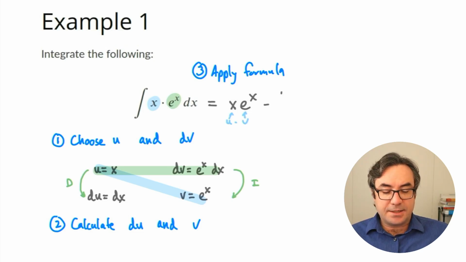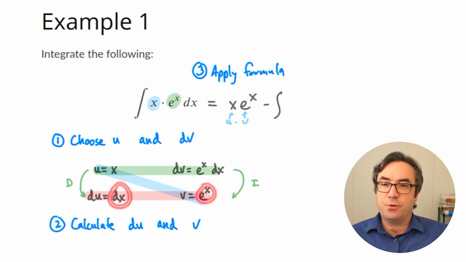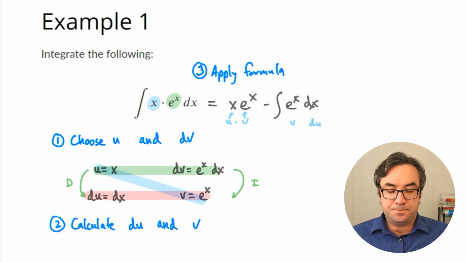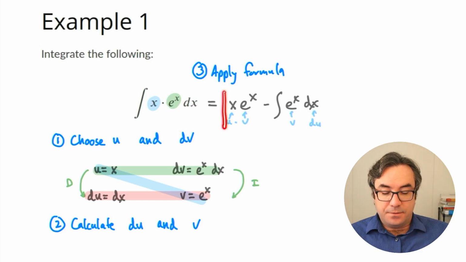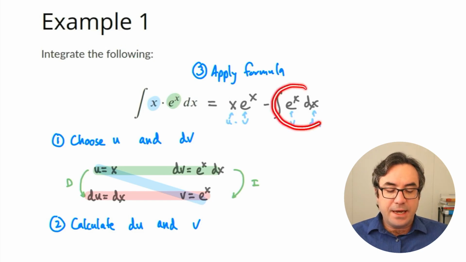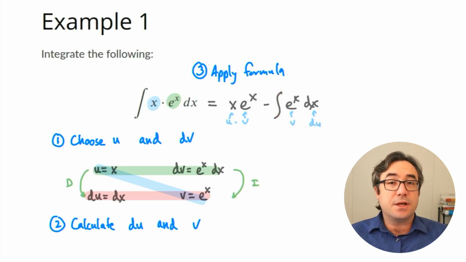Then we subtract and integrate, and then we multiply these terms along the bottom here. So v times du. So e to the x times dx. So that's what our formula says. All right, so we've applied the formula. Now what? Well, the remaining integral that we still have to do is a little bit easier.